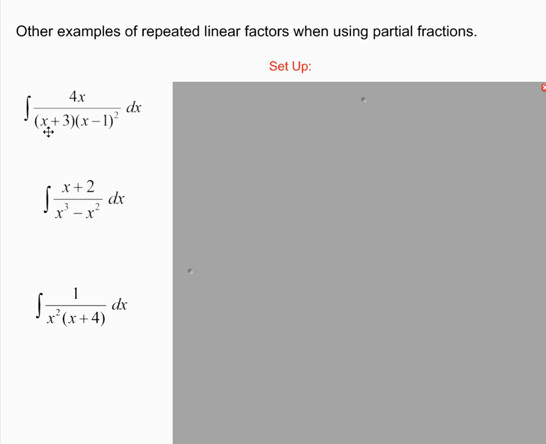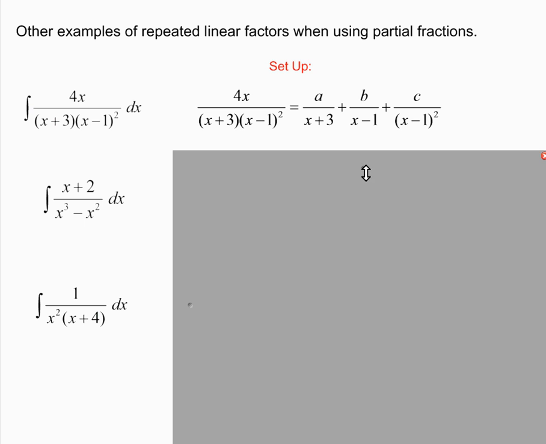So let's say you're trying to integrate that. You see it's a fraction. It's been factored into that. So you want to use partial fractions. What's the setup? Well, the setup is going to look like this. I have A over x plus 3, and then I have that repeated linear factor. So I have B over x minus 1 and C over x minus 1 squared.